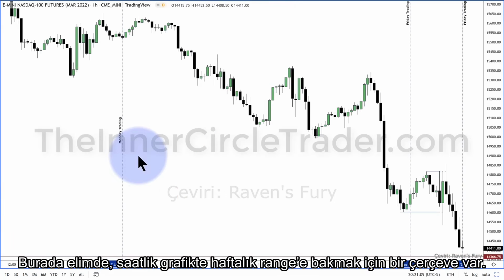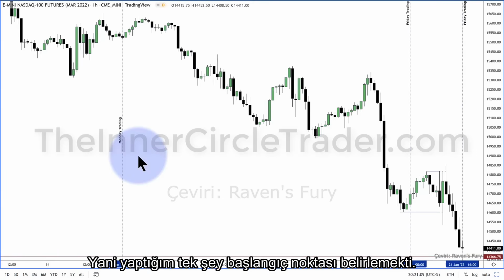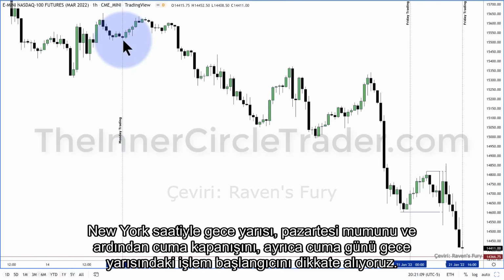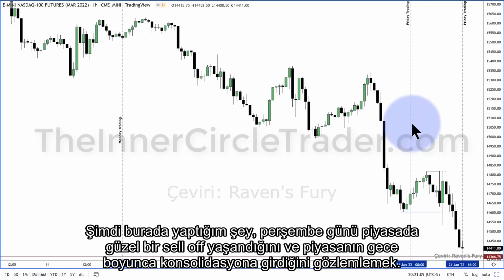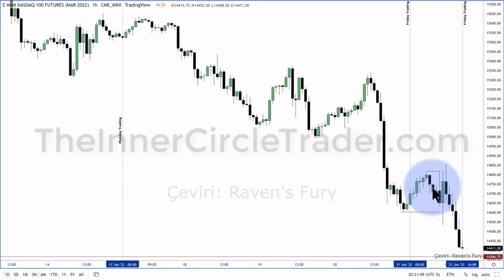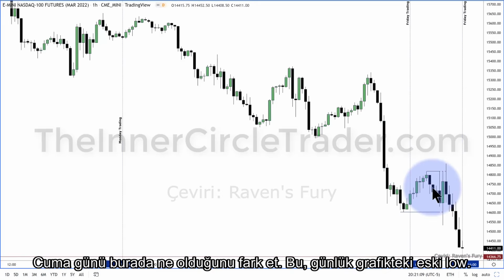Okay, now what I have here is a framework for looking at the weekly range on an hourly chart. All I did was begin at midnight New York time on Monday's candle, and then Friday's close, and then the beginning of Friday's trading at midnight. What I'm delineating here is the fact that we had a nice sell-off on Thursday, and the market went into consolidation overnight. Notice what happens here on Friday. This is that old low in the daily chart.